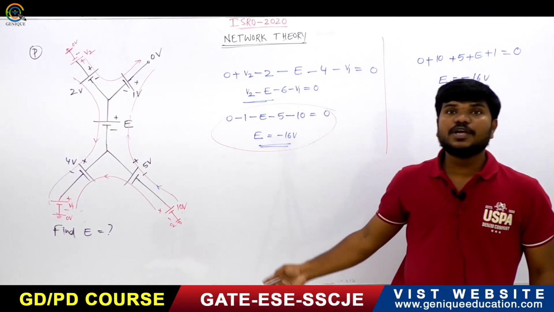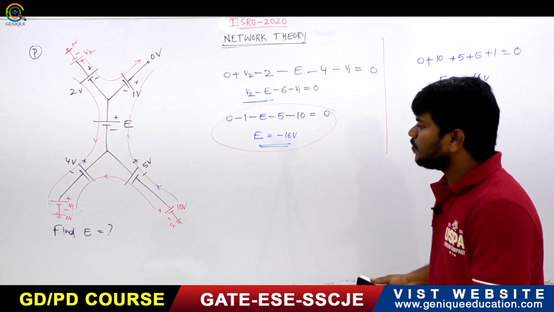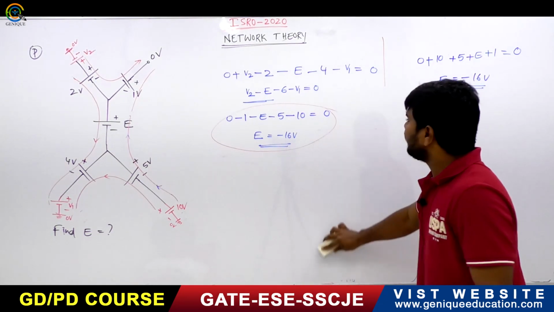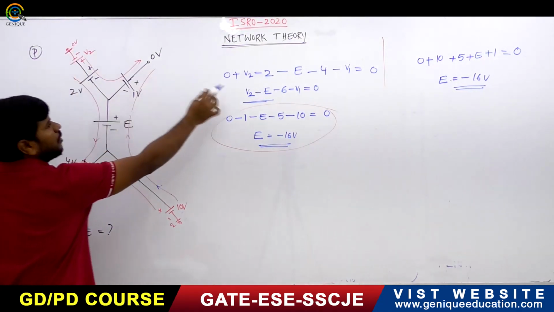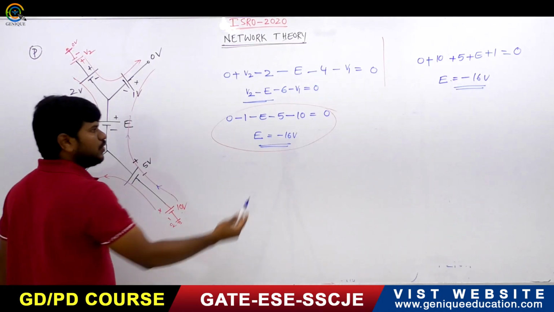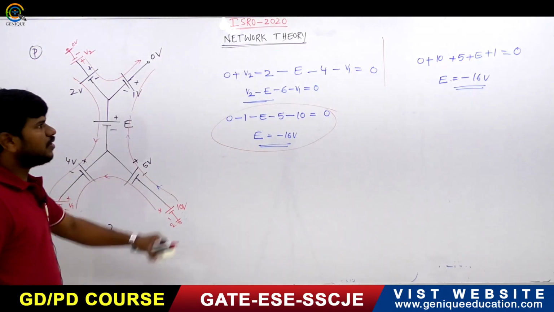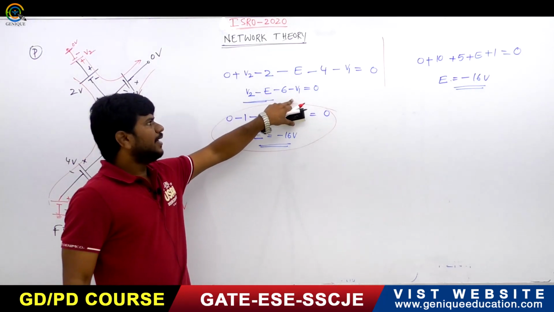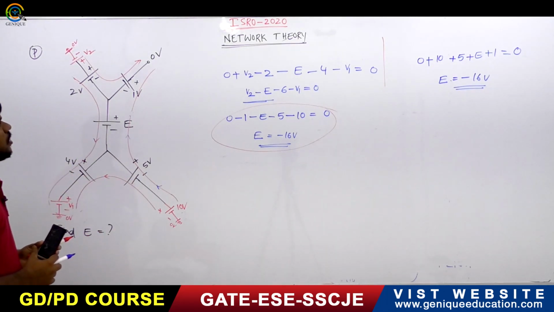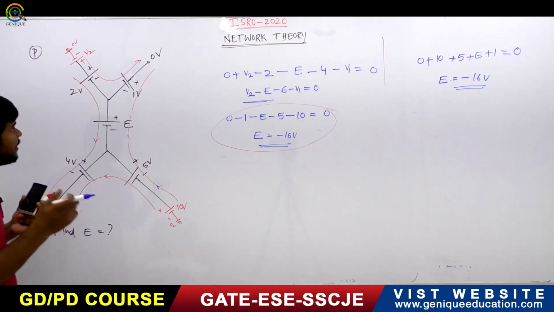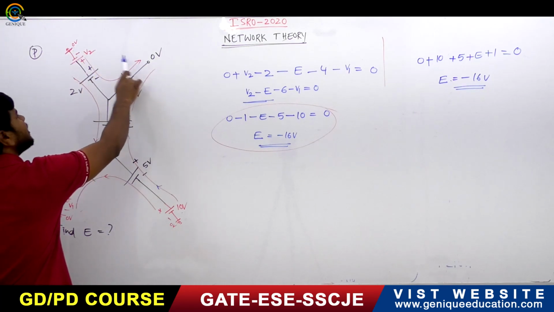Suppose you want to find V1 and V2. In the given question, how can you find V1 and V2? Can you take this loop? No, because two unknowns, V1 and V2, are there, so you cannot find V1 and V2 separately. So which one do you have to take? Observe this one, because only V2 is present in this loop.